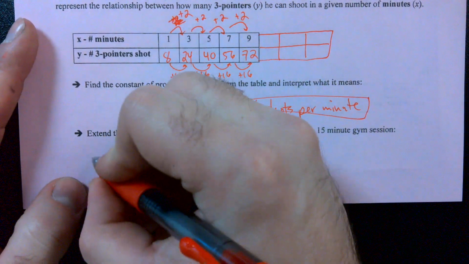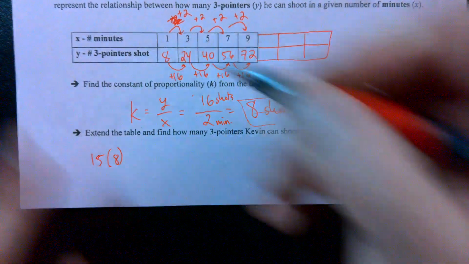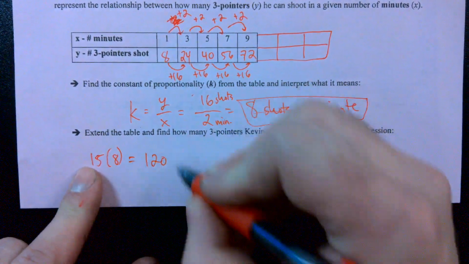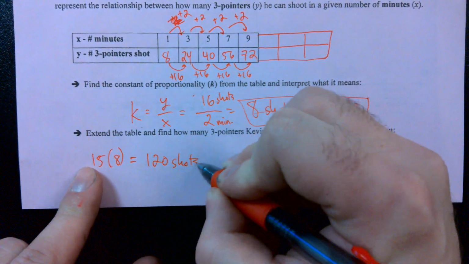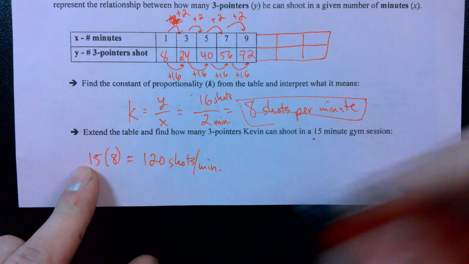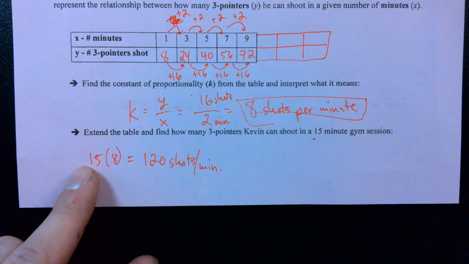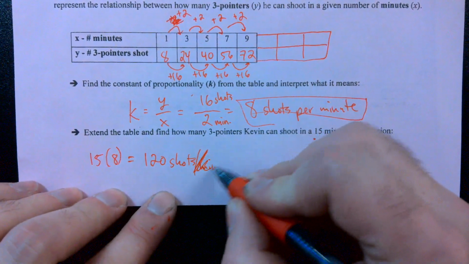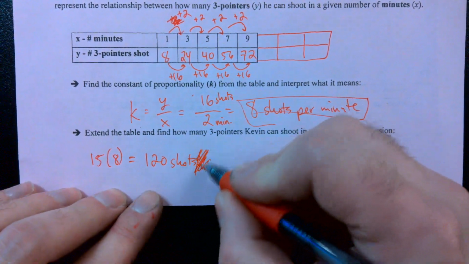So Tariq did it this way. He did 15 times 8. He could shoot 8 of them in a minute. For 15 minutes, that gives me 120 shots per minute. Oh, sorry. That doesn't sound right. 15 times 8. Oh, no. Yeah, no minutes. It's just 120 shots. My bad. I'm getting ahead of myself.